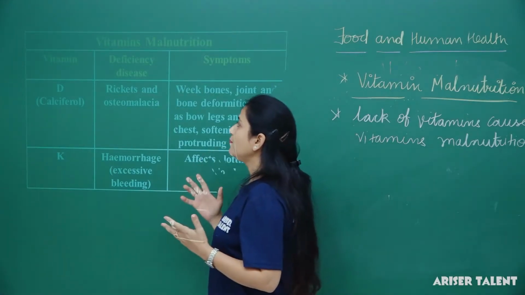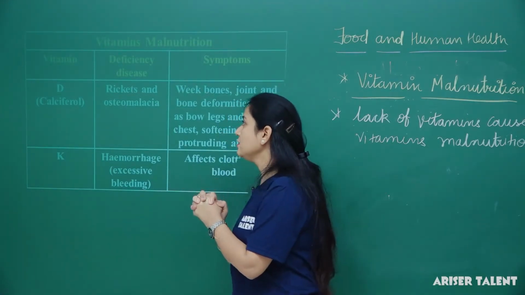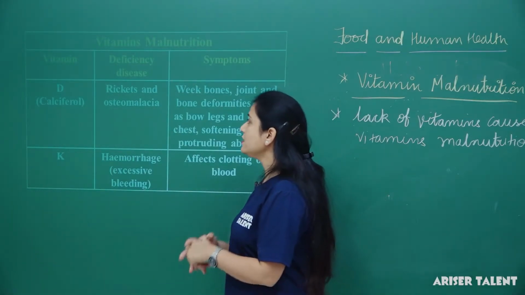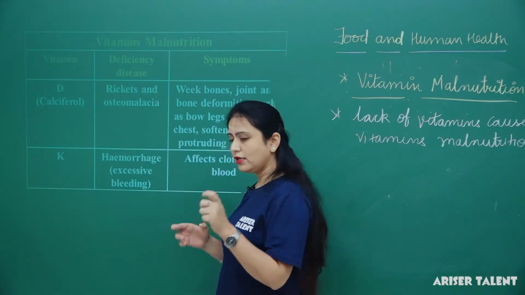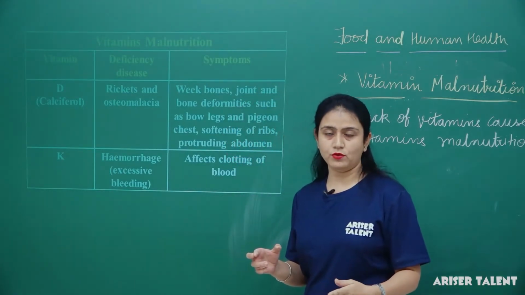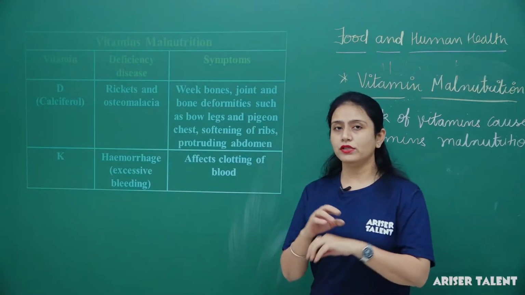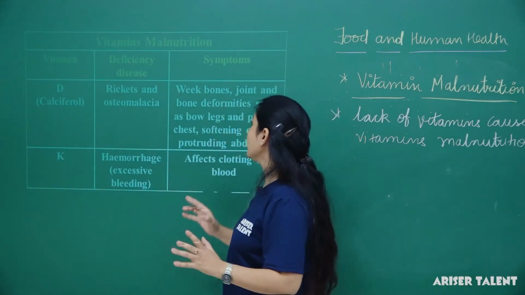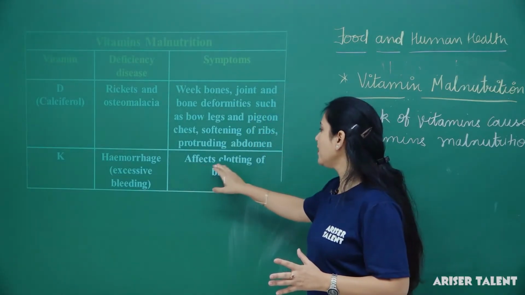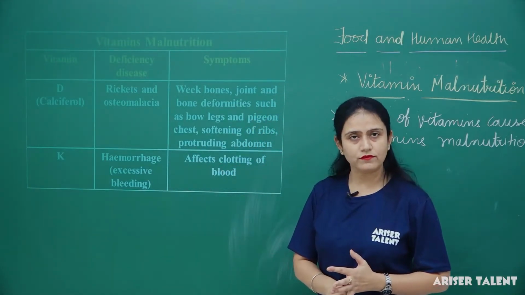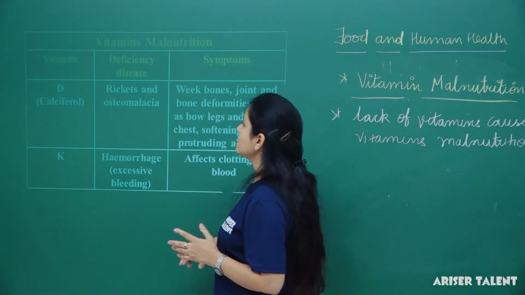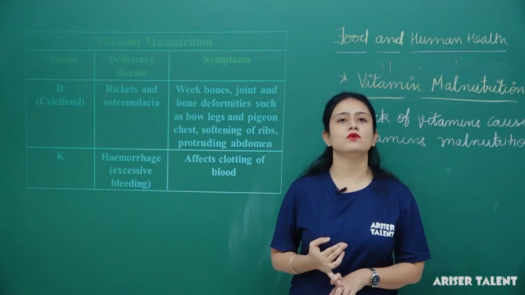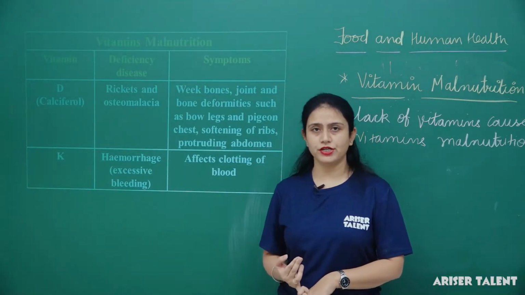Fine. If the person is suffering from deficiency of vitamin K, then the disease will be hemorrhage. Hemorrhage means excessive bleeding. Once you get injured, then there will be excessive bleeding from there. So that is known as hemorrhage. What are the symptoms? It affects the clotting of blood. Fine. So these are the deficiency diseases which are caused by the deficiency of vitamins, and these are known as vitamin malnutrition.